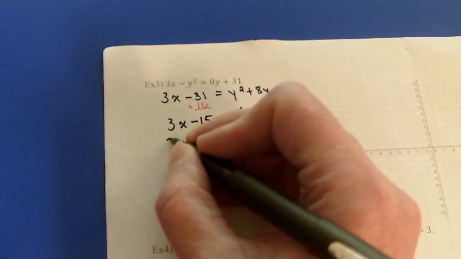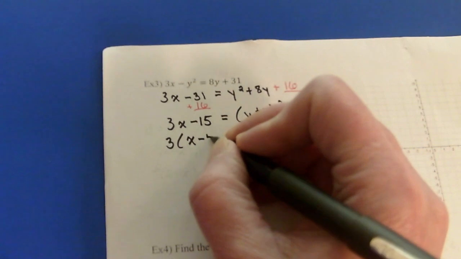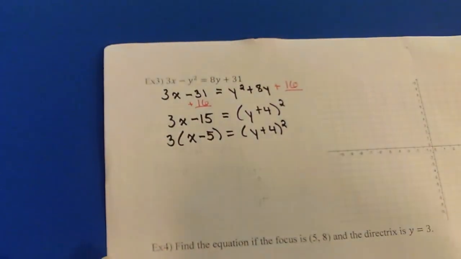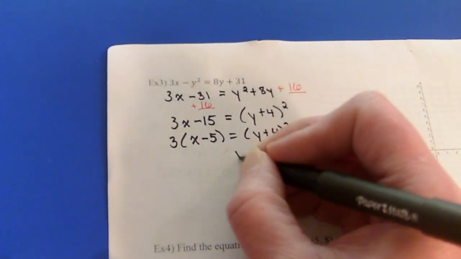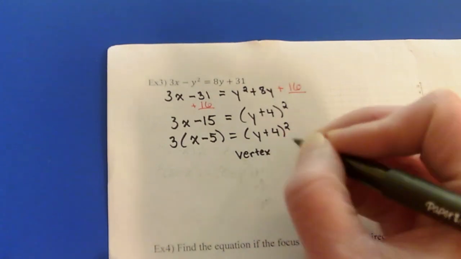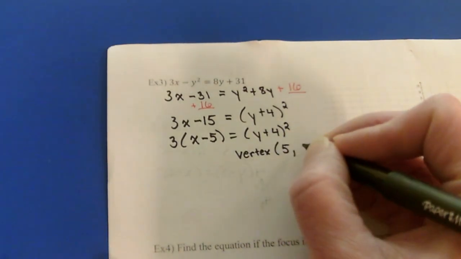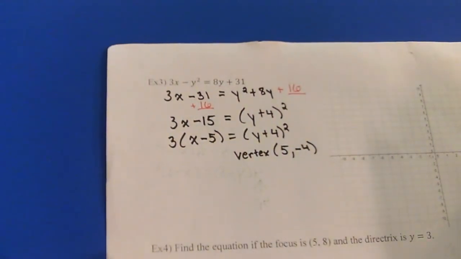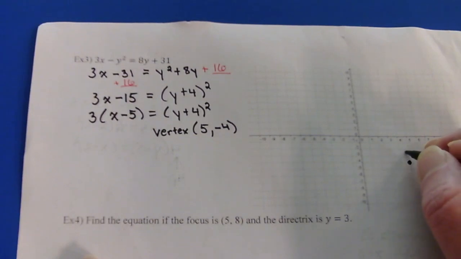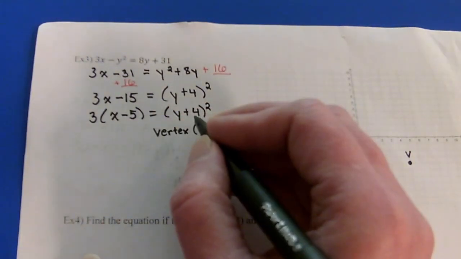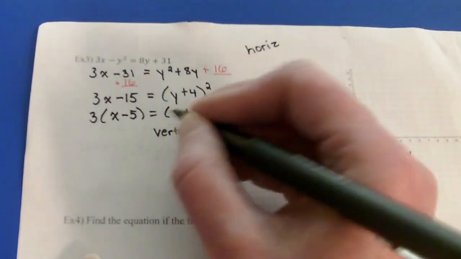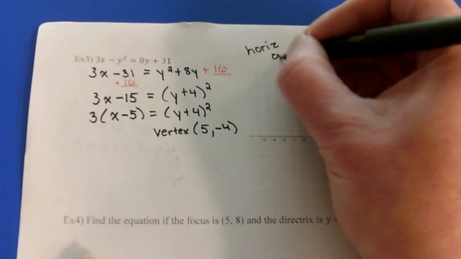So I'm going to factor out the 3. From this, I can easily find my vertex. It's going to be 5, negative 4. 5, negative 4. That's my vertex. Now this is going to be a horizontal parabola because the y is the one squared, so this is horizontal. It's positive, so it opens right.